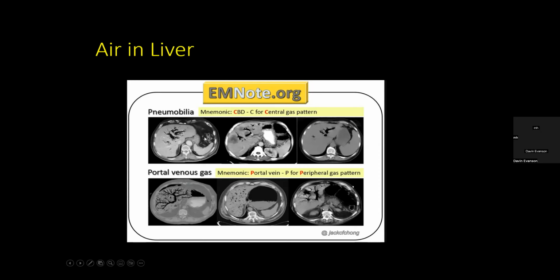As opposed to more central air in the liver, this is in the bile ducts, CBD, central bowel gas. Usually you'll have a history of ERCP, sphincterotomy, not as worrisome as the portal venous gas.